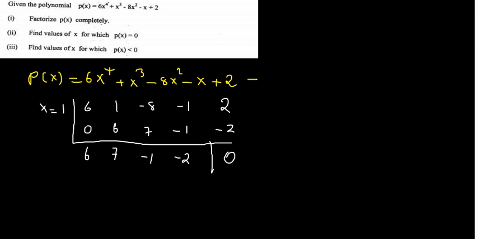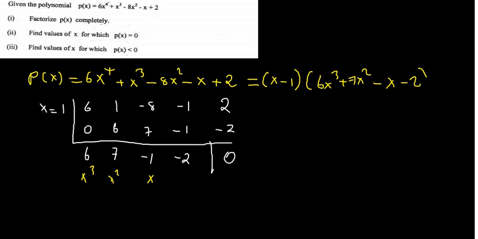You've stopped speaking. Okay, so this is telling us that we can see x is equal to 1. I can write it as a factor x minus 1. Because the highest power is power 4, this will be power 3, this will be power 2, this will just be x power 1, and then this will be a constant. So I'm going to have 6x power 3 plus 7x power 2 minus x minus 2.